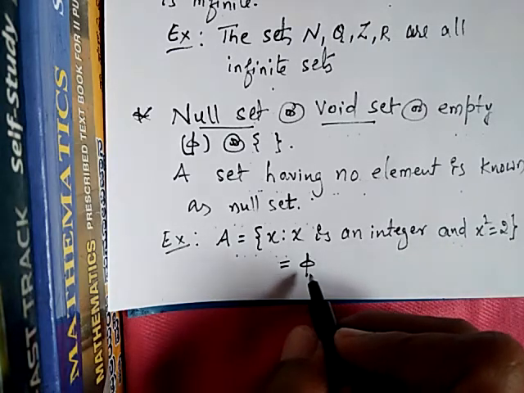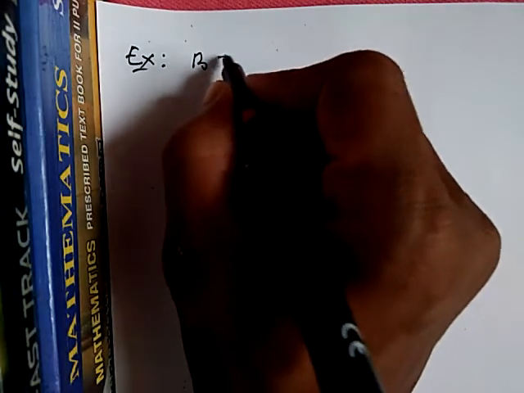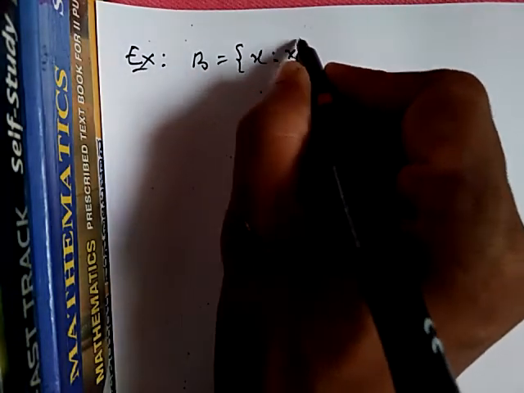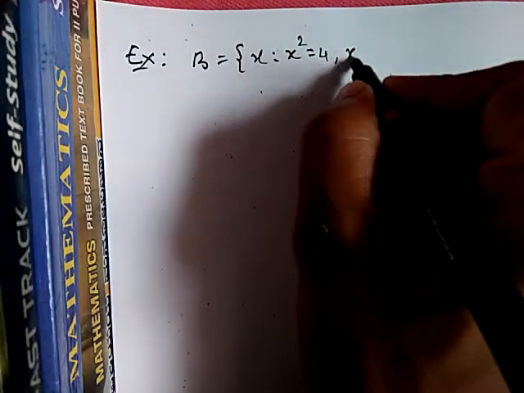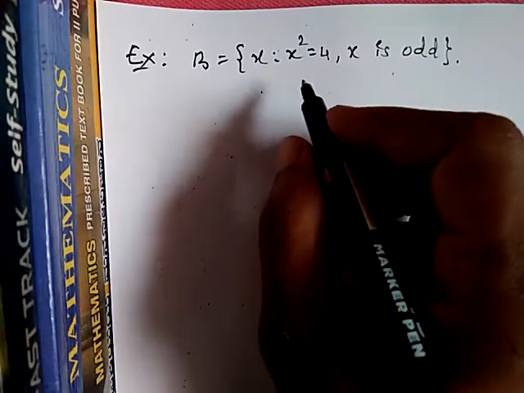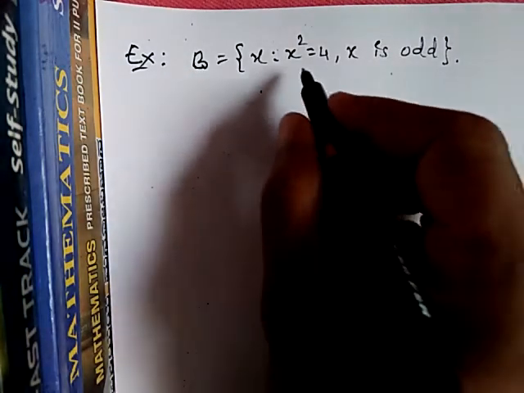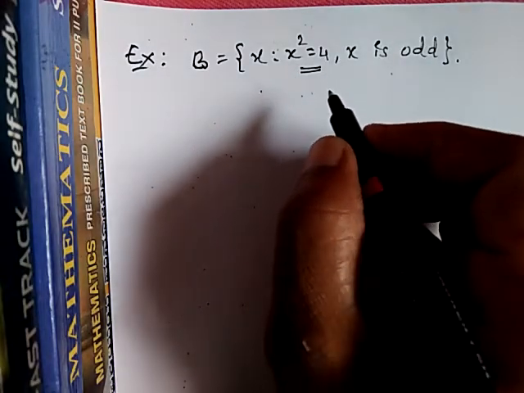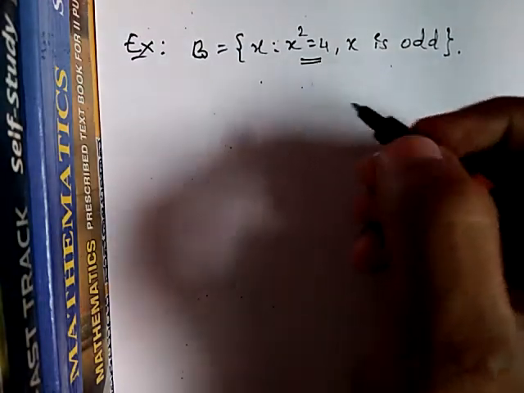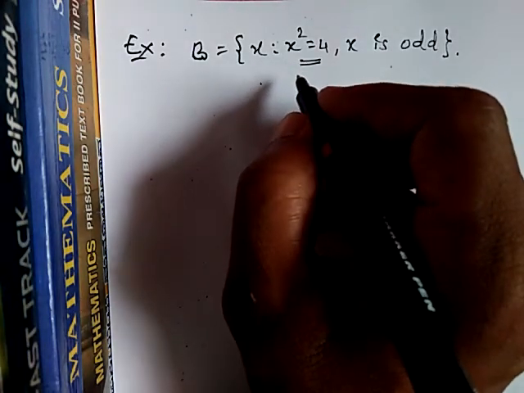So it is a null set. Another example for a null set: a set B equal to {x : x² = 4, x is odd}. Can you have an odd number x here? Then B is the empty set, because the equation x² = 4 is not satisfied by any odd value of x. You can't give any odd value here. So B is the empty set.